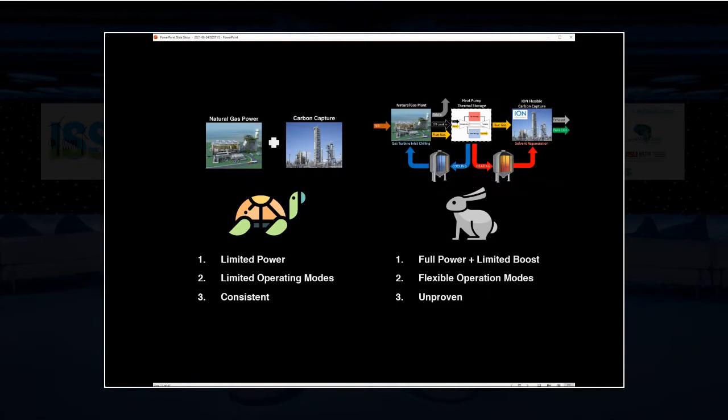Once a tortoise starts going, it goes pretty consistently, and that's how a natural gas power plant with carbon capture would be. However, when we incorporate thermal storage with this, it increases the operation modes much more, and so it's much more flexible, and it can actually have peak power output that's much higher than existing natural gas with carbon capture. And so it can have more sprints, if you want to refer to it as in the hare scenario. It can sprint and have higher power than normal, but then it can also run at slower operations as well. However, the big problem with this is this technology is unproven and no research has been done on it. And so that's why we're looking at it today.